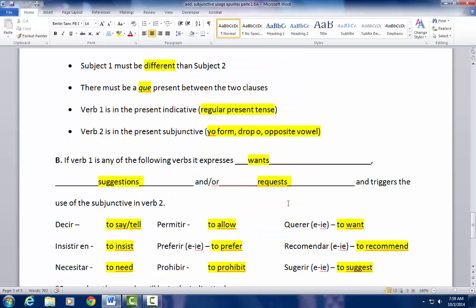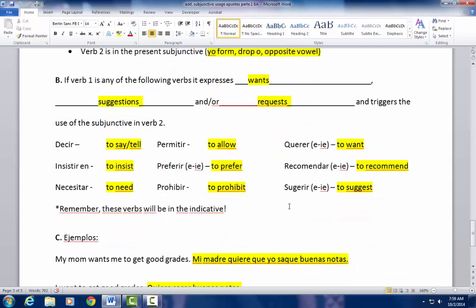Okay, let's move on to letter B. If verb 1 is any of the following verbs listed below, it is going to be expressing wants, suggestions, and or requests. And these verbs trigger the use of the subjunctive in verb number 2. So let's go ahead and fill in what these verbs mean. Decir, to say or to tell. Insistir en. Please note, you're always going to put insistir en and then the word que. To insist.